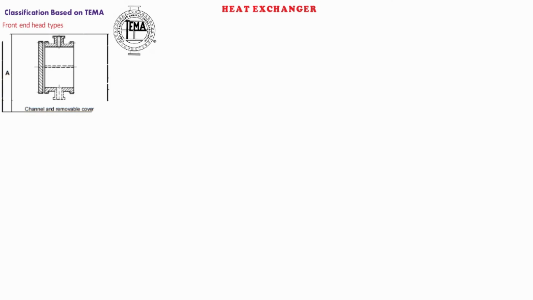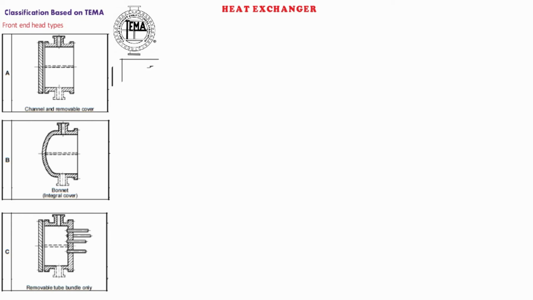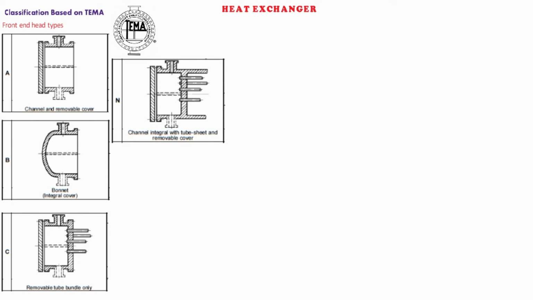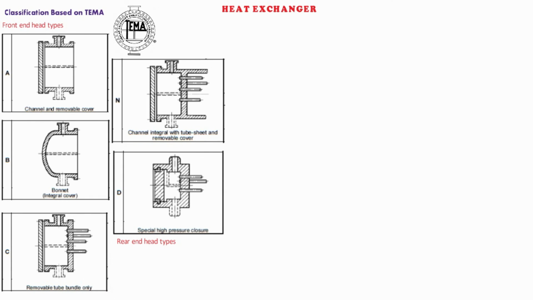Channel and removable cover, B. Bonnet, that is integral cover, C. Removable tube bundle only, N. Channel integral with tube sheet and removable cover, and D. Special high pressure closure. Rear end head types include L.